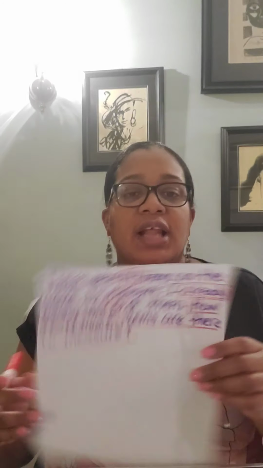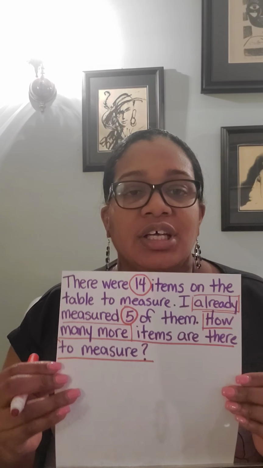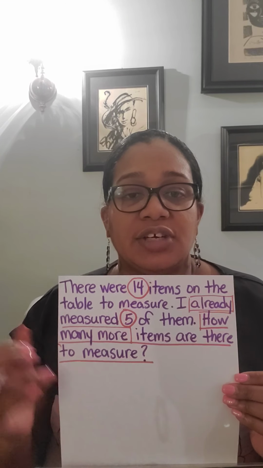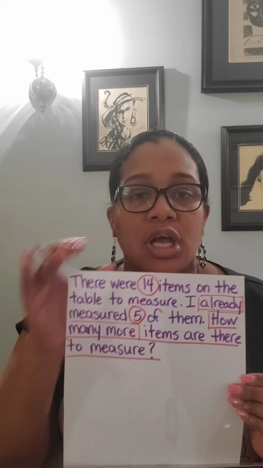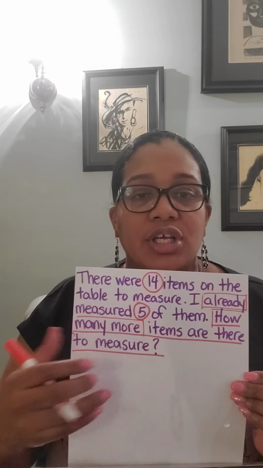All right, and let's find some keywords that will help us know what we need to do. I see a word that's telling me that there is part of something that is already used, and that word is already. Let's box that. Then I see the words, how many more? And how many more tells me that I need to find the difference. I need to find the difference between the total number and the number that I already used.